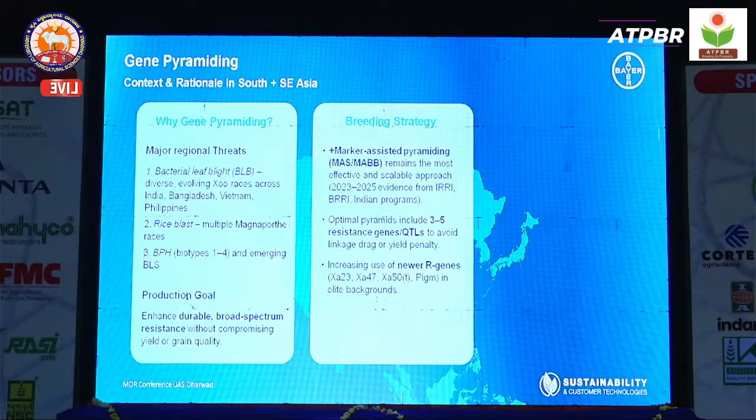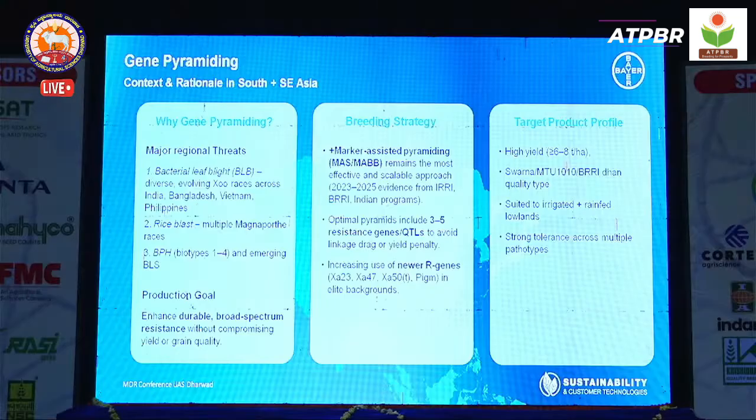What are the breeding strategies which we employ? First is marker-assisted pyramiding, which remains the most effective and scalable approach. There is recent evidence where IRRI, Bangladesh Rice Research Institute, and many Indian programs have effectively utilized it and released products. Optimal pyramids include 3 to 5 resistance genes or QTLs to avoid linkage drag or yield penalty, and there is increasing use of newer R genes like Xa23, Xa47, Xa50 in elite backgrounds.